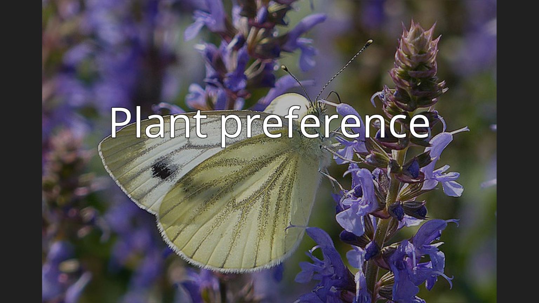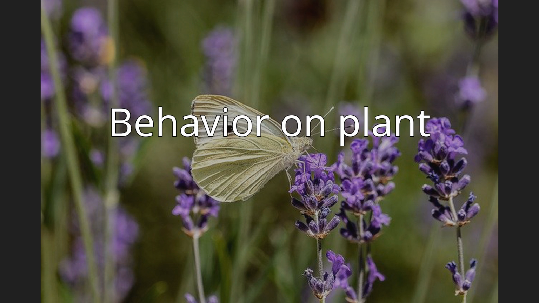Female butterflies preferred the older plants due to the attraction to the darker green color. However, larvae perform better on younger plants. Behavior on plant. Once a gravid female lands on a plant, tactile and contact chemical stimuli are major factors affecting acceptance or rejection of the site for egg deposition.